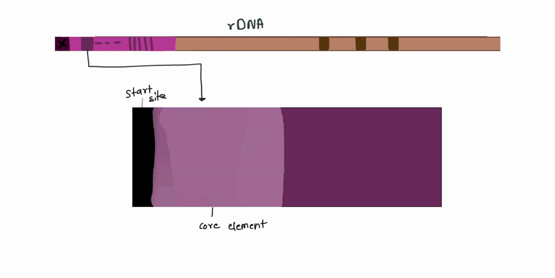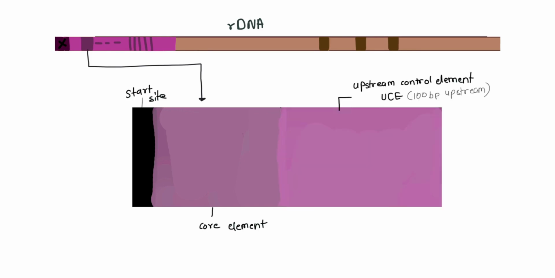So it has a start site, and adjacent to the start site, we have a core element. Adjacent to the core element is the UCE, or the upstream control element, which is approximately 100 base pairs upstream. As you can see, there is an invisible divide between two major portions of the promoter region, which means that this region is bipartite. That means it has two parts. So that was all about the promoter.